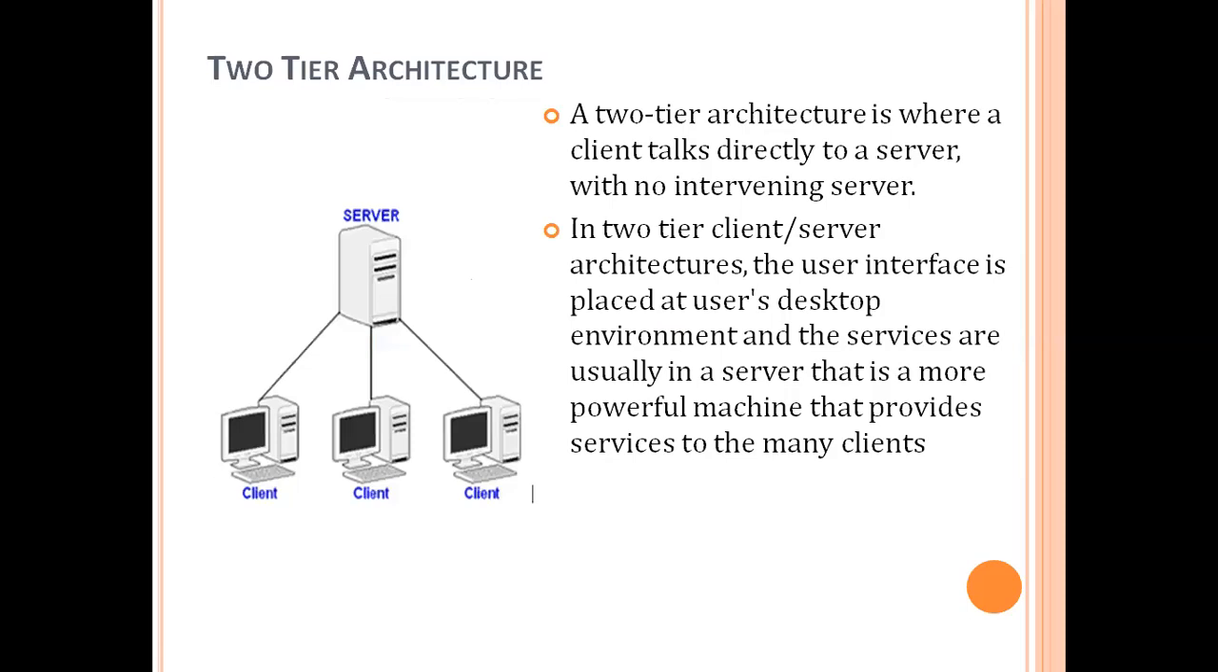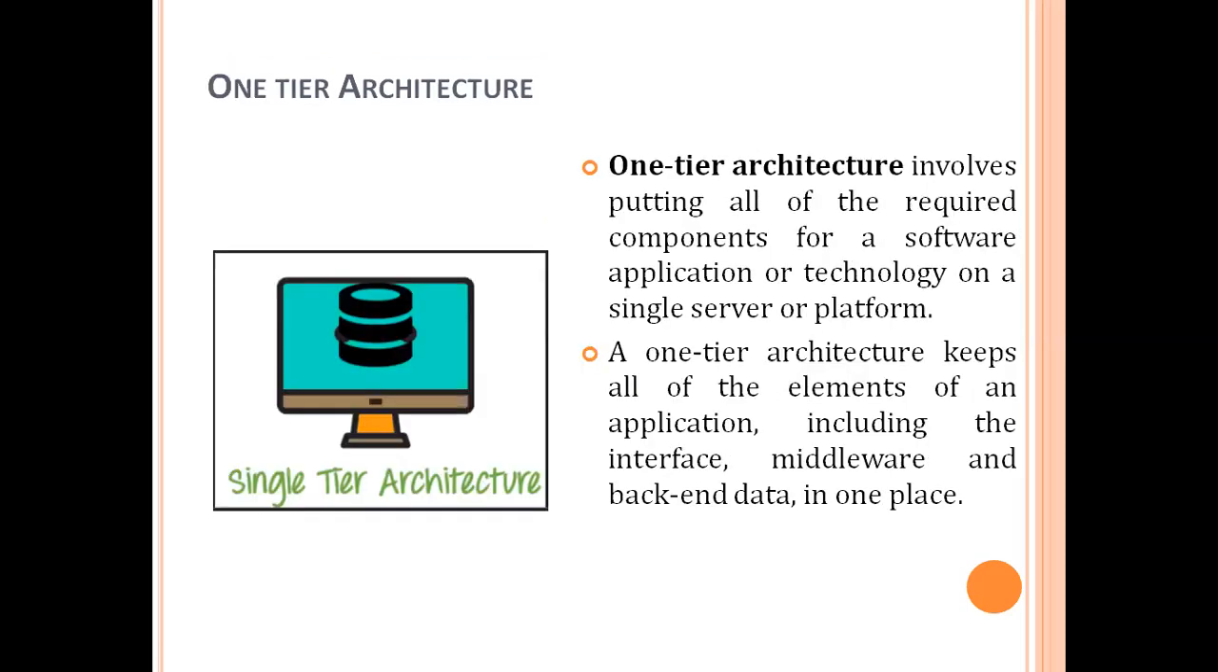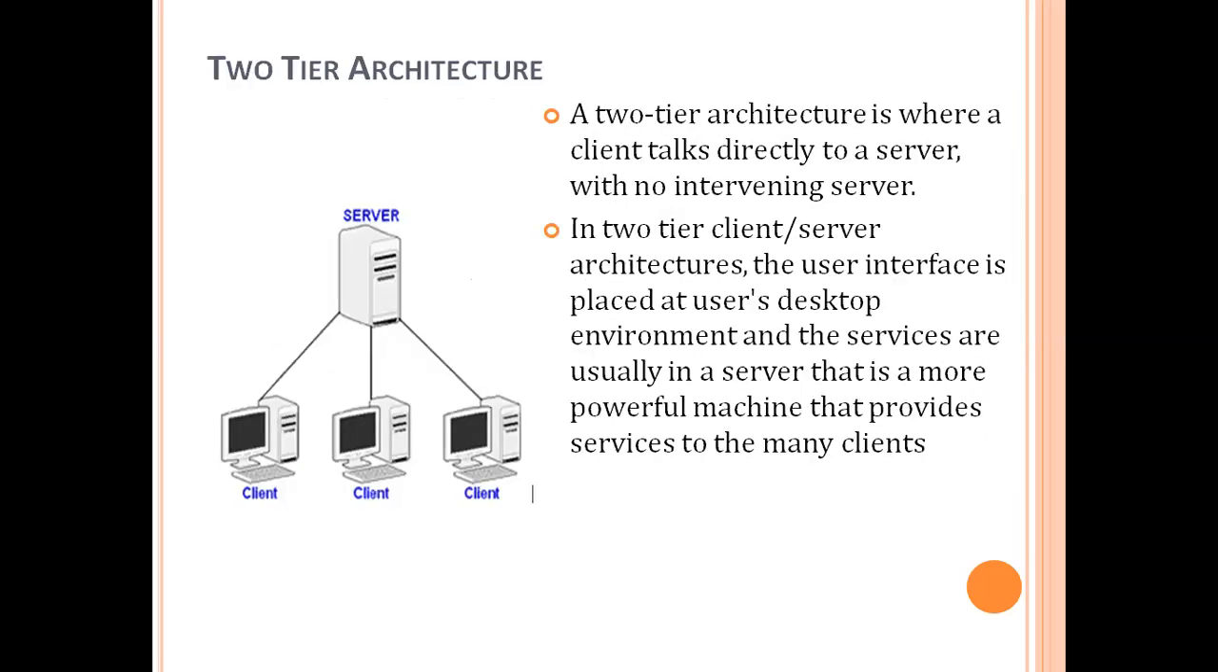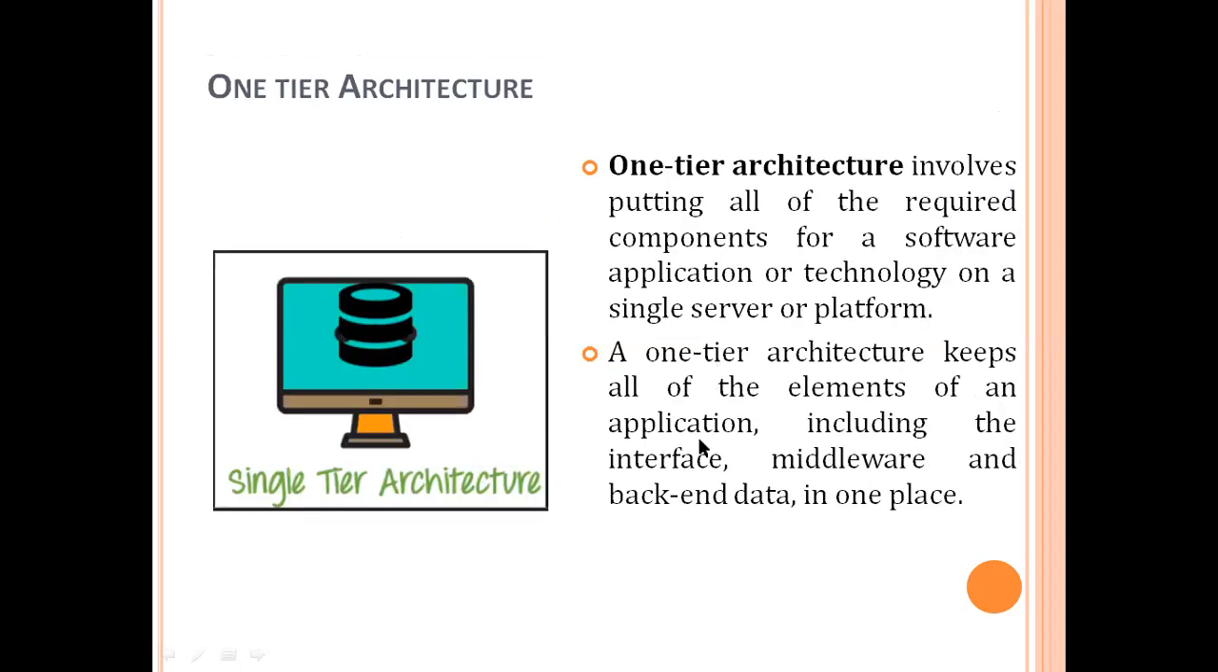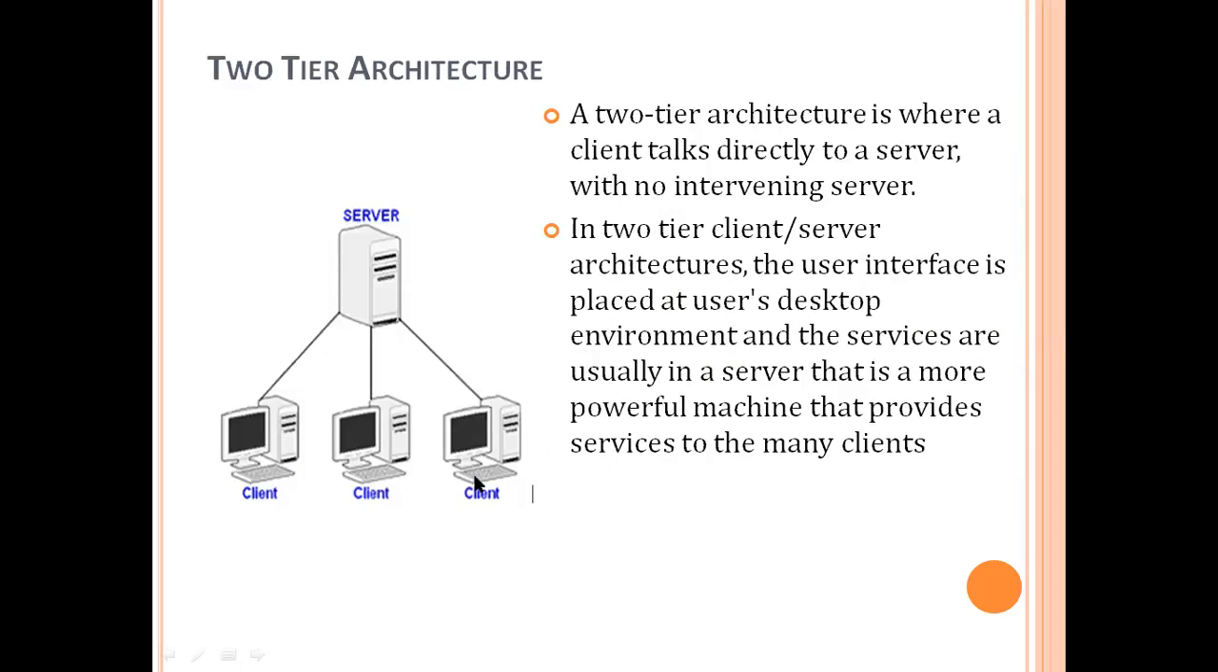Coming to the two tier architecture: in one tier architecture, client and server both are in a single machine, whereas in two tier architecture, the client and the server are separated. These two are in different machines. Client part means the user interface part. To design your application, the user interface part will be on the client side, whereas the server side parts, like your actual application business logic and the database part, will be in the server part.